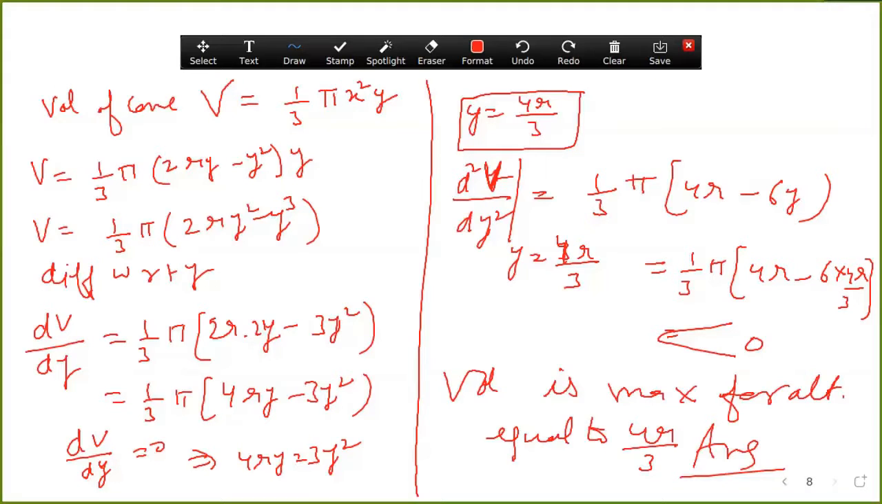Now we have to do question number 17. Come to question number 17. Read the statement: show that the height of the cylinder of maximum volume that can be inscribed in a sphere of radius capital R is 2 times capital R upon root 3, and also find the maximum volume.